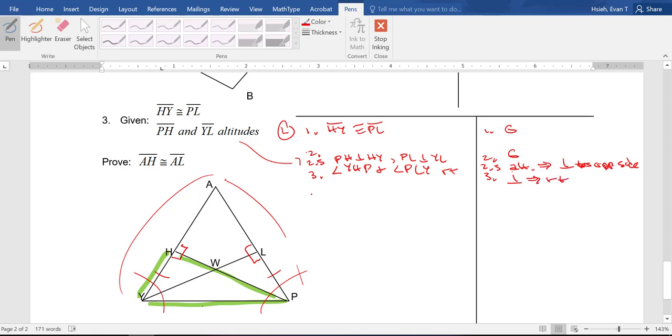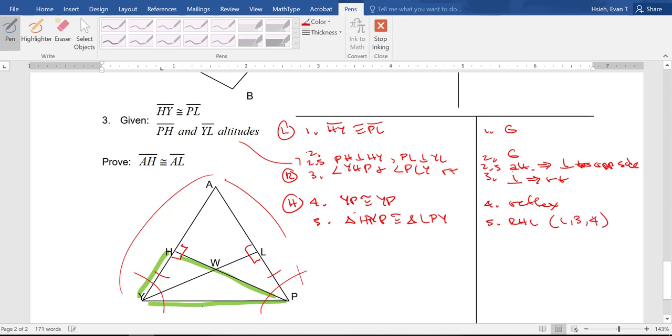Once again, I do not want to say that right angles are congruent here, not when I'm doing RHL. So I got my legs, I got my right angles, and then my hypotenuse is going to come from YP being congruent to itself. So that's step 4. Reflexive property. Step 5, I know that triangle HYP is congruent to triangle LPY by RHL, steps 1, 3, and 4.